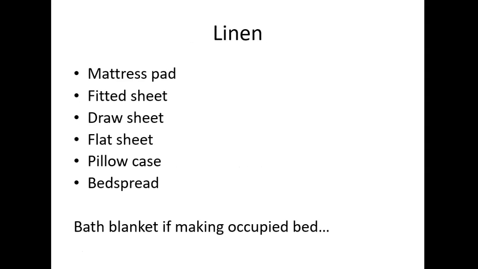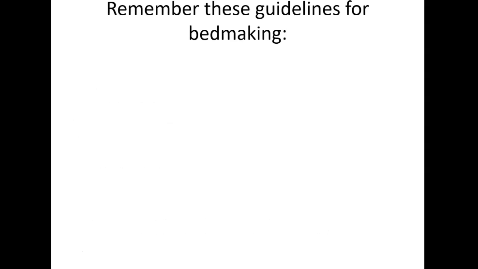Linen. For bed, you will have a mattress pad. That's listed in your book, but most of them do not use a mattress pad. Fitted sheet, a draw sheet, a flat sheet. Draw sheet is also sometimes referred to as the lift sheet. Flat sheet is your top sheet, pillowcase, and bedspread. Bath blanket is used for bathing and occupied bed and things like that for privacy.